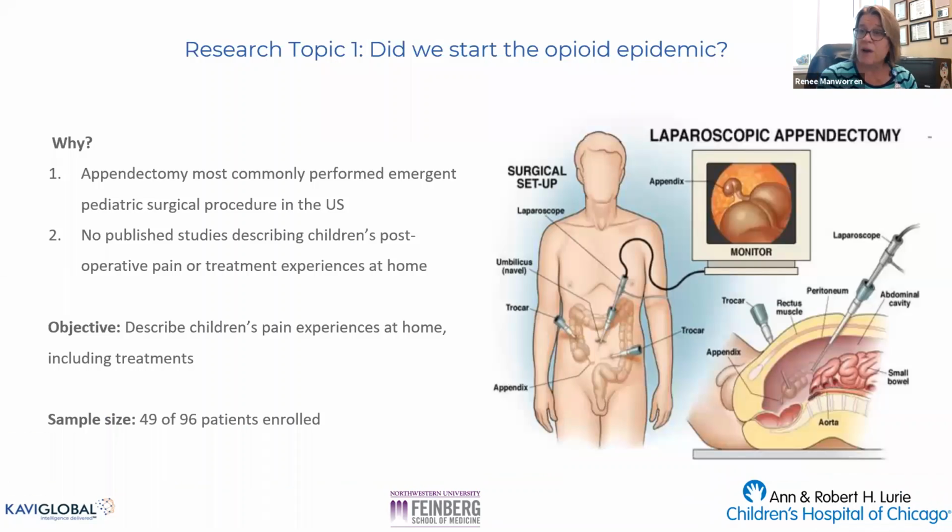So appendectomy is a far more common procedure. It is the most common, in fact, emergent surgical procedure done on kids. We do it mostly laparoscopically. It's very rare that it's not done laparoscopically at this point.